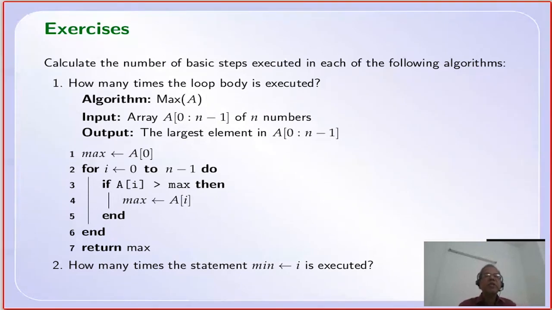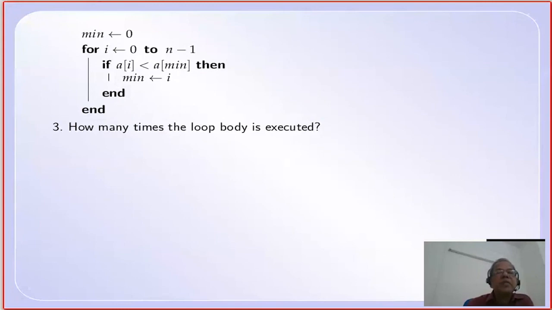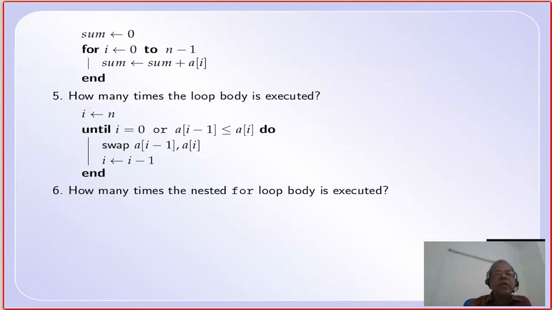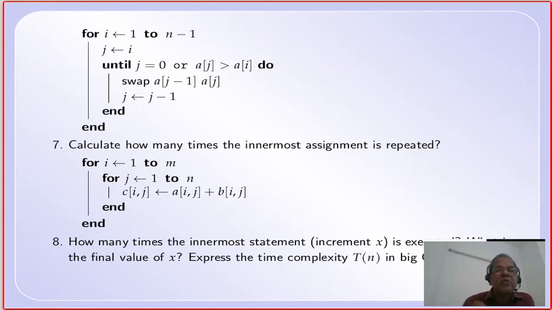All right. Some exercises. Calculate the number of basic steps executed in each of the following algorithms. How many times is the loop body executed? Just one loop. Second example, exercise. How many times is the statement min becomes i executed? How many times is the loop body executed? There are two loops. How many times is the for loop executed? How many times is the loop body executed? Okay, these are very common examples.